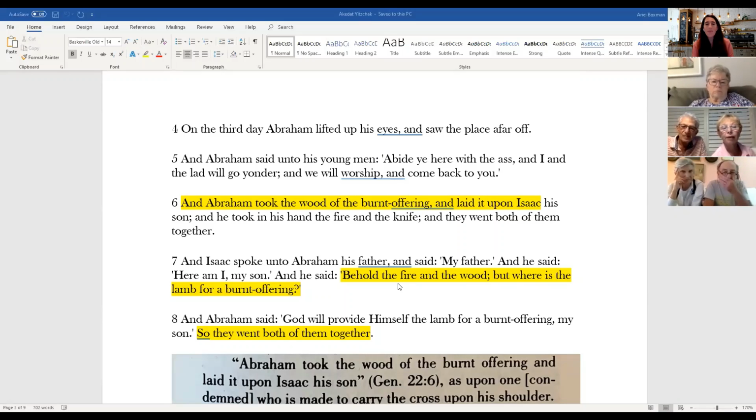And Isaac spoke unto Abraham his father and said, my father. And he said, here am I, my son. And he said, behold the fire and the wood, but where is the lamb for the burnt offering? Okay, so Isaac is getting a little nervous, right? I see you have everything, but where's the actual sacrifice? And Abraham said, God will provide himself the lamb for a burnt offering, my son. So they went both of them together. All right, so Abraham kind of calmed Isaac's fears.